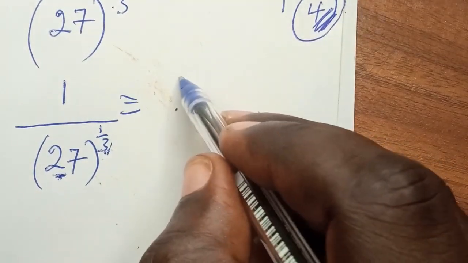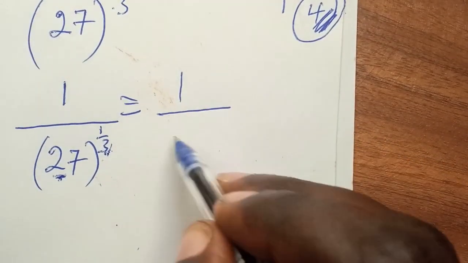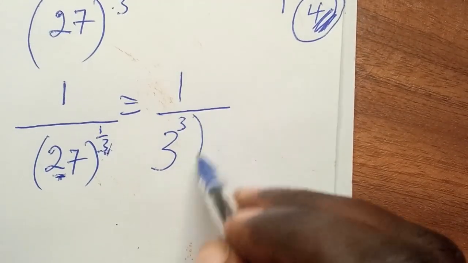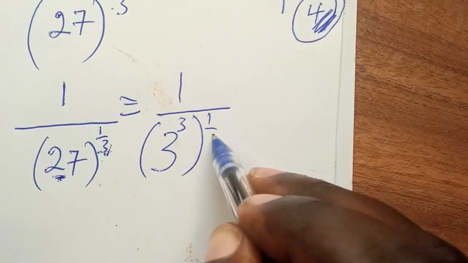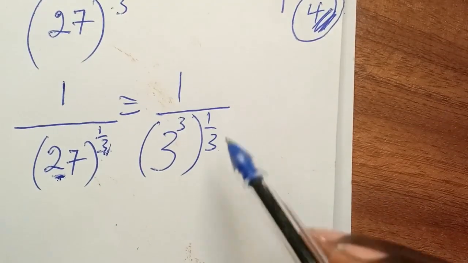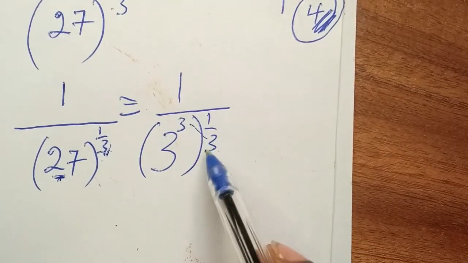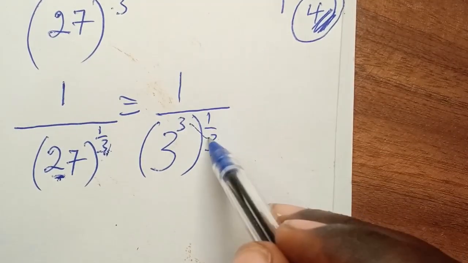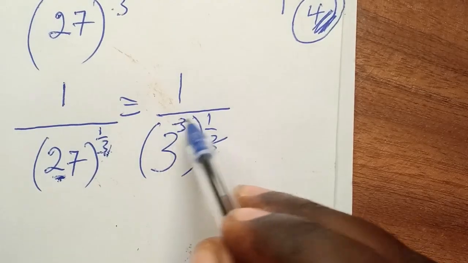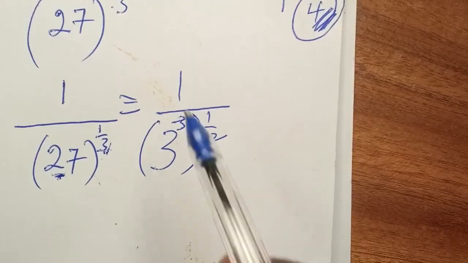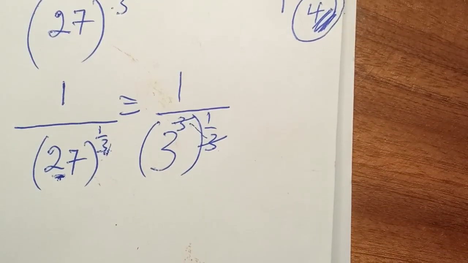In other words, this can still be expressed as 1 over 3 raised to the power 3, which is this 27, still times 1 over 3. You get the sense now. Since this 3 and this 3 are on a diagonal line, that is 1 over 3 and 3, you can easily cancel. Take this one and take this one off. The power is gone away. So we just have now 1 over 3. You get the point now.